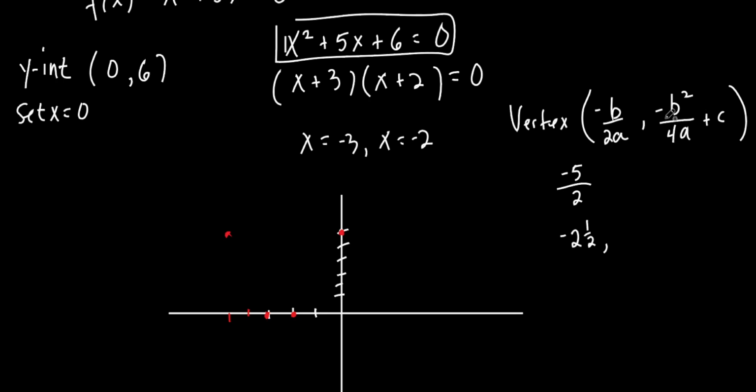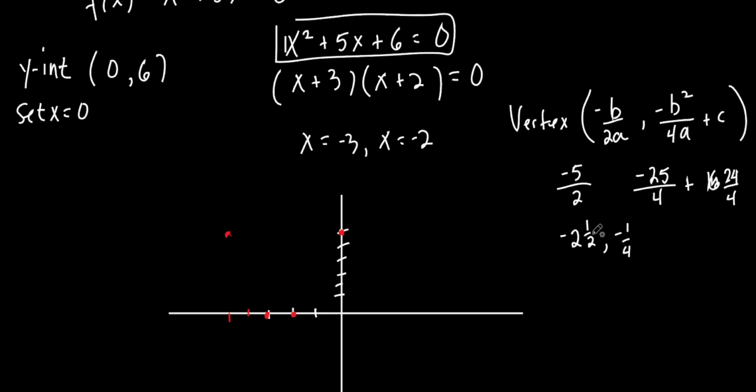What's this one going to be? Negative B squared, so that's going to be what? Negative 25 over 4 times A, which is just 4, plus C, which is 6. Let's make this 24 over 4. You see what I just did? Just turn 6 into 24 over 4, so that's negative 1/4.